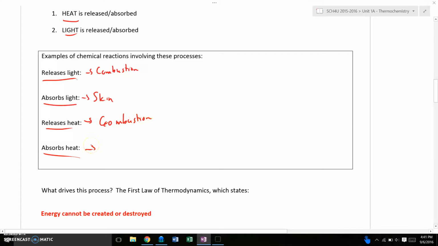And the absorption of heat would be the ice pack. Okay, we'll talk about many examples of these in class as well.